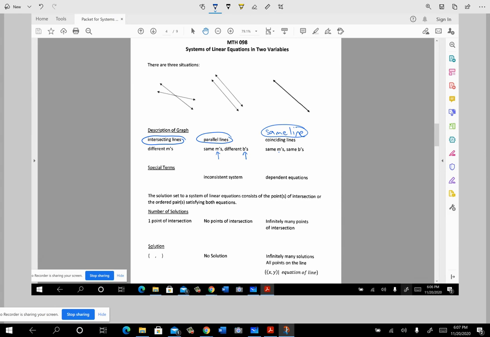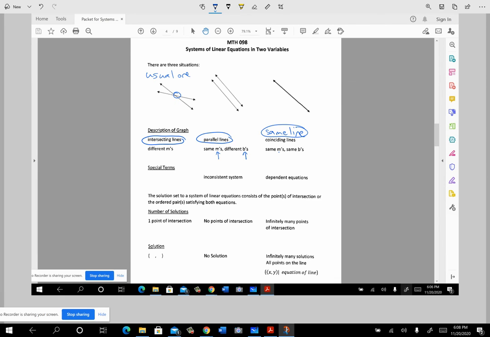And then to intersect, they just need to not be parallel. The lines would need to have different m's. And if the slopes are different, then they're going to intersect somewhere. This is the usual situation most of the time. And then your job is to find that point of intersection.